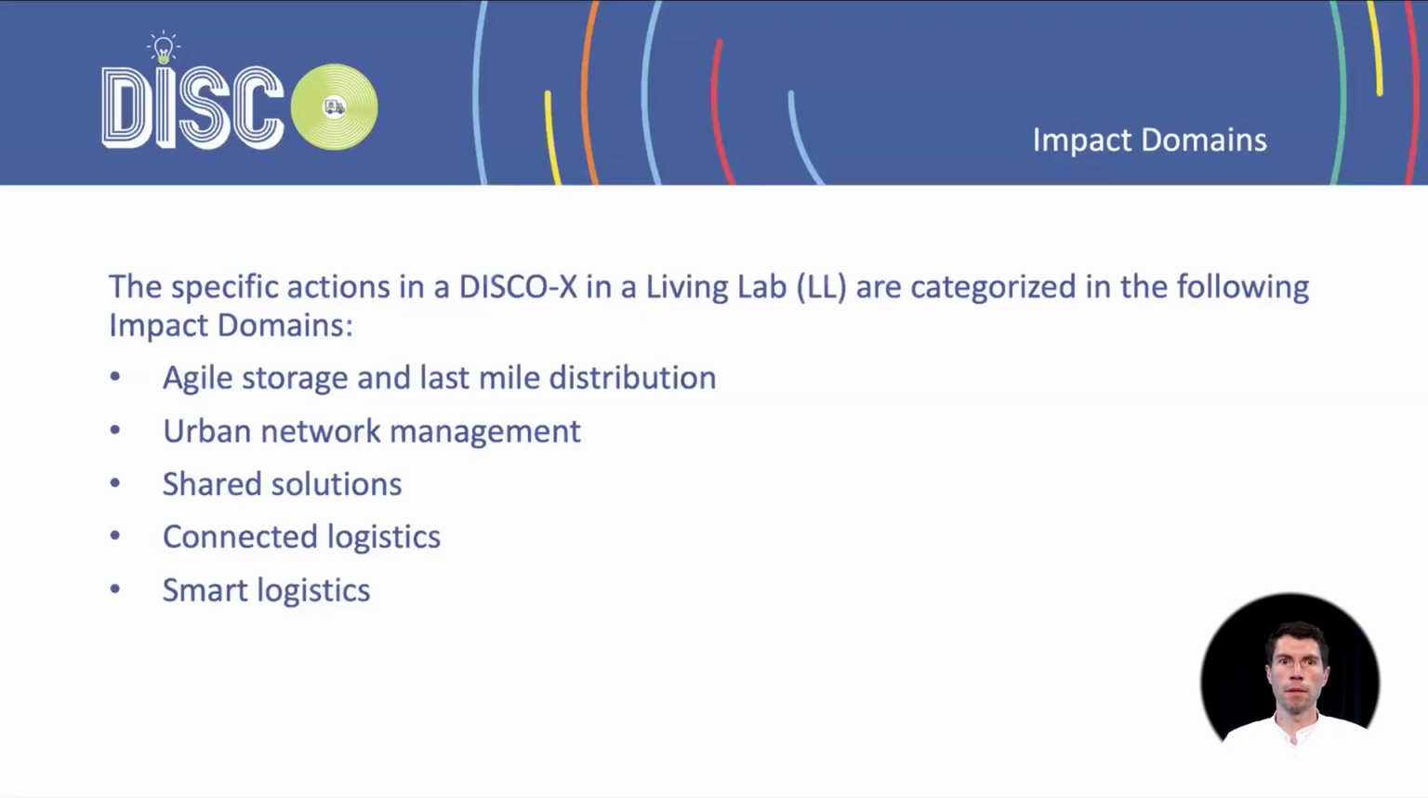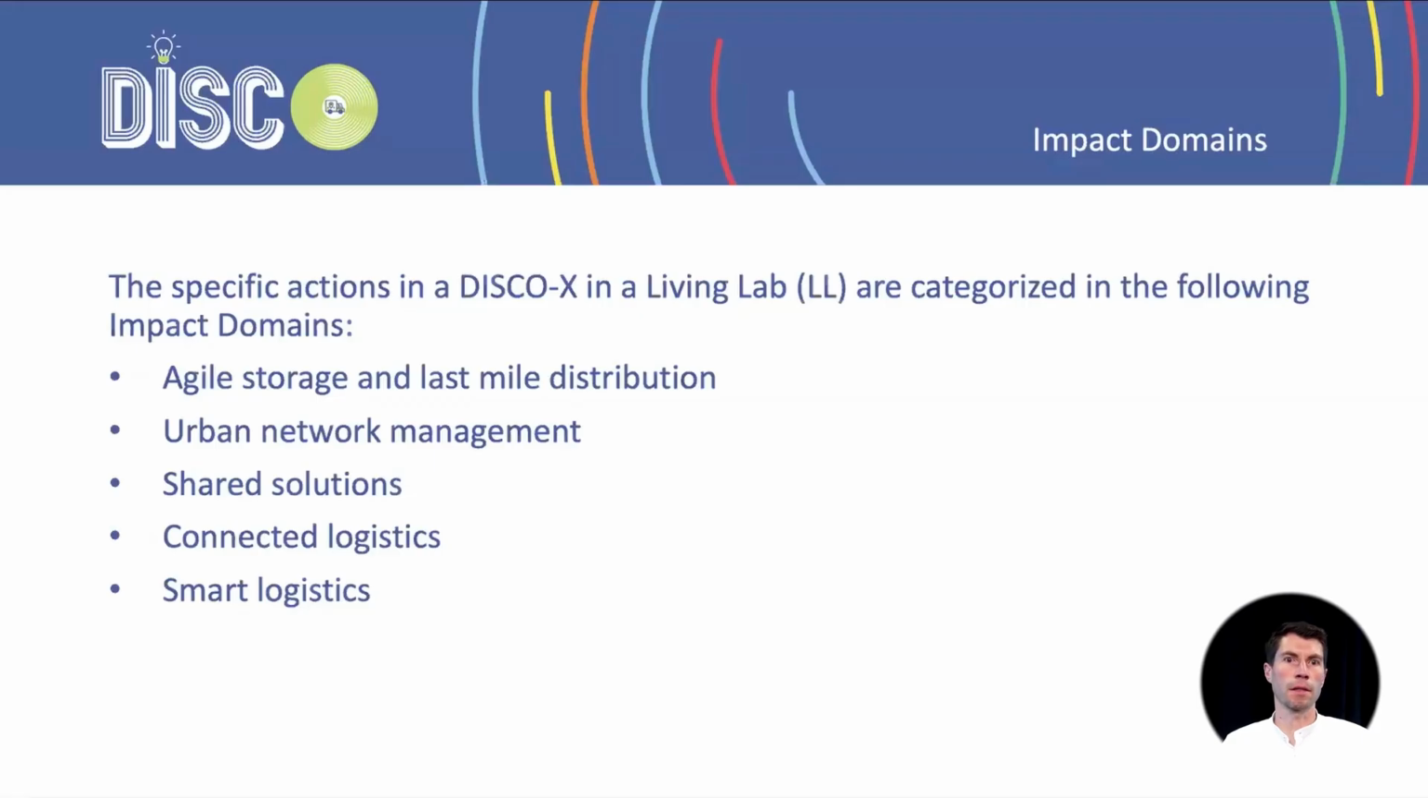The second, the urban network management, involves enhancing the flow of goods and vehicles within the city networks, reducing bottlenecks and improving overall traffic efficiency. The third, the shared solution impact domain, promotes collaborative approaches to logistics, such as shared delivery hubs, consolidated freight, or joint procurement of sustainable vehicles, fostering greater efficiency through cooperation.